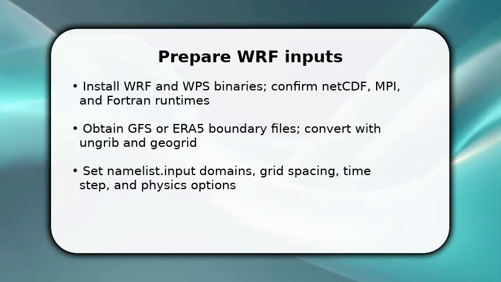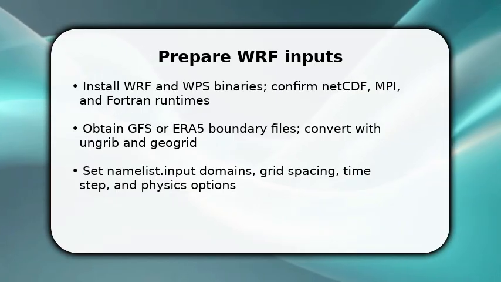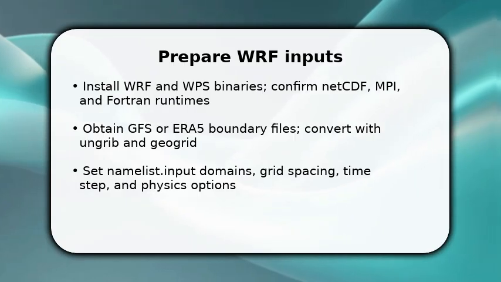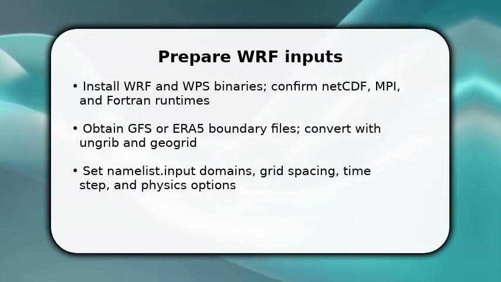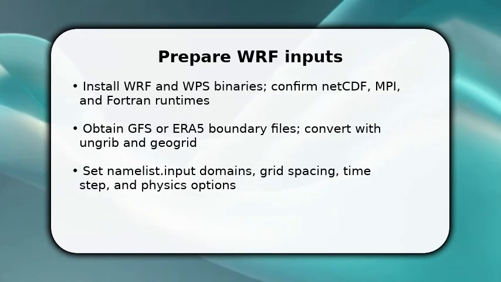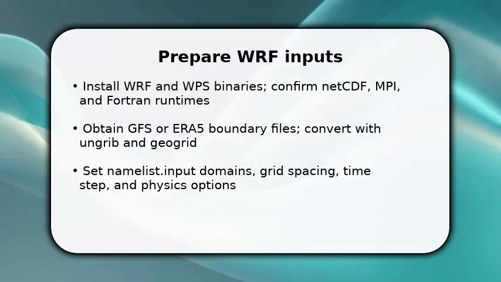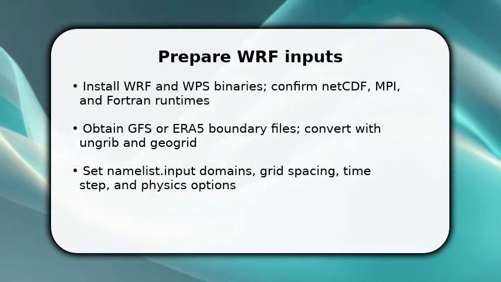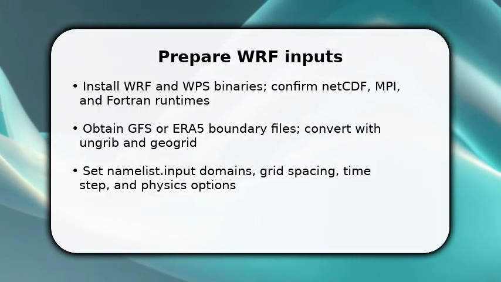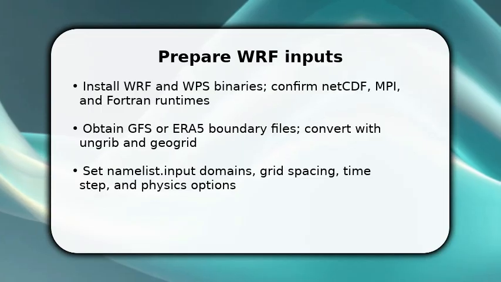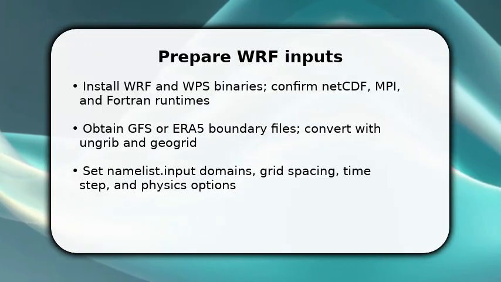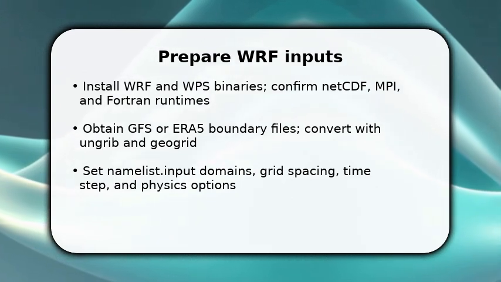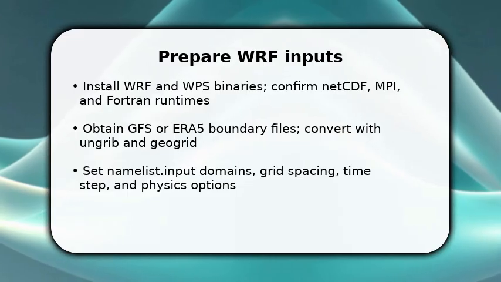You will start by preparing core inputs and environment so the model can run reliably. First, install WRF and WPS with matching compilers and netCDF libraries. This prevents runtime mismatch errors. Next, grab your meteorological boundary data like GFS or ERA5 and run ungrib then geogrid to create initial fields. Once done, edit namelist.input to define domains, grid spacing, time step, and key physics schemes, so the model has a consistent configuration for integration.